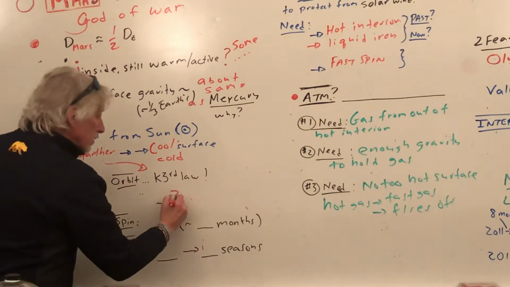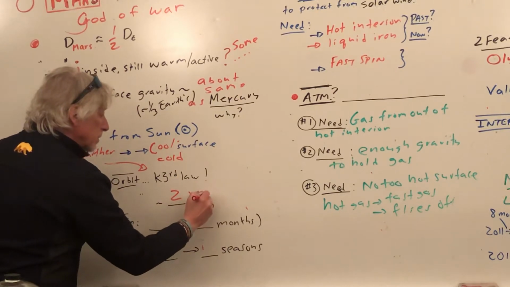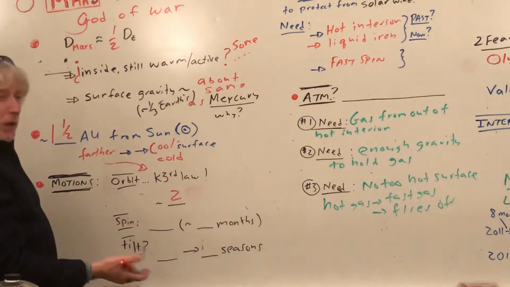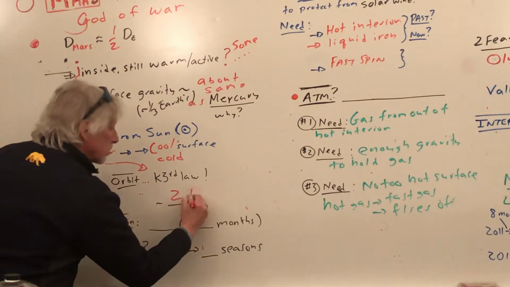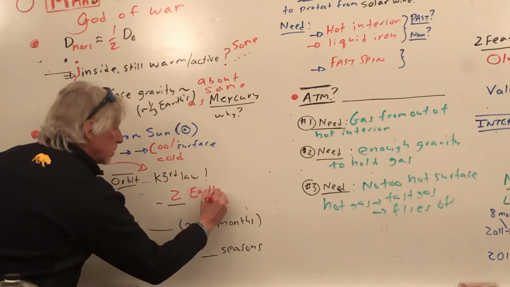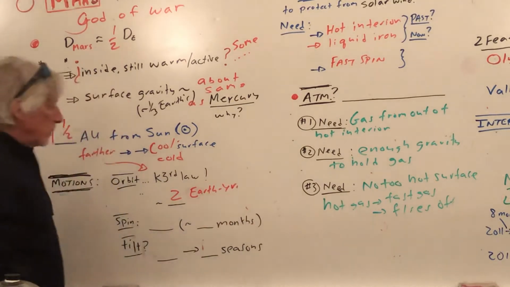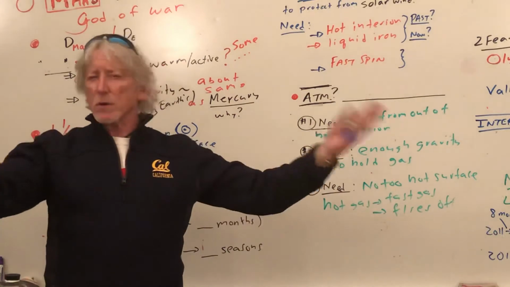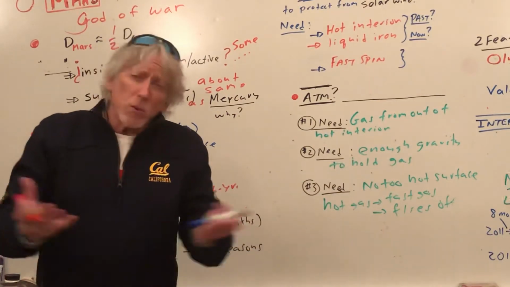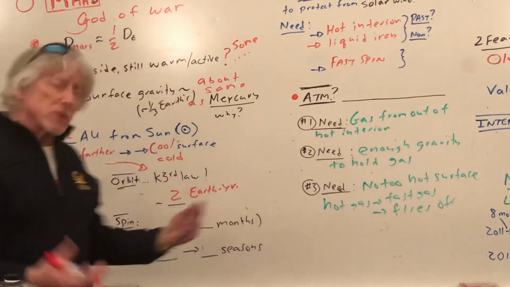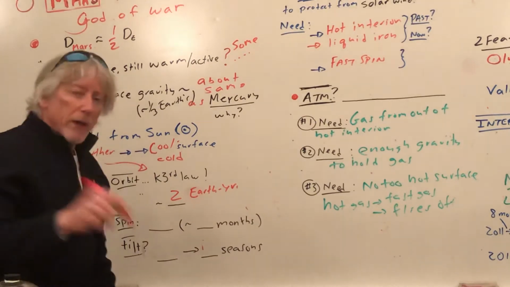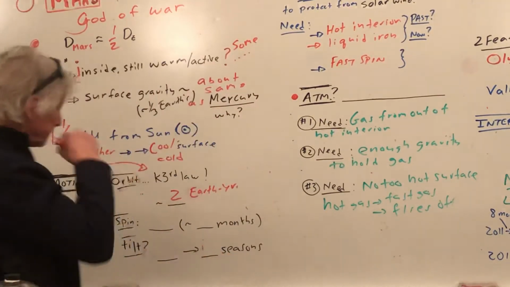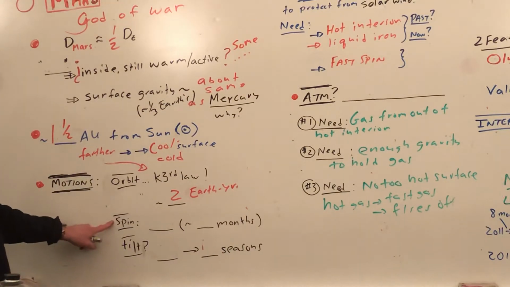About 2 years. 2 Earth years. Let me write that because for Mars, it's 1 year for Mars, 2 Earth years. What's the real number? 1.88. Who cares? Unless you're doing stuff. 1.88 is like 1.9, which is very close to 2. And we're going to see why that's going to influence your decision to go to Mars. Come back to that. Spin.